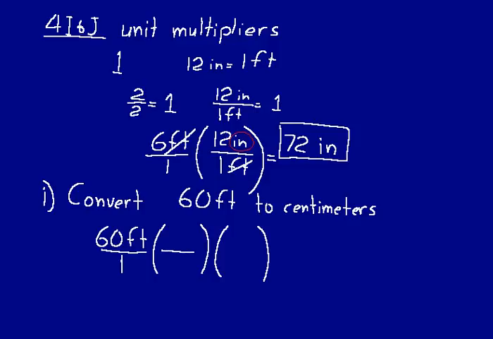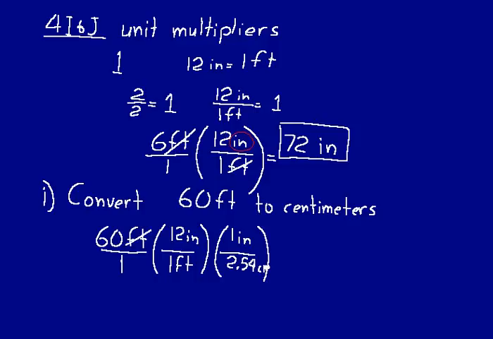12 inches over 1 foot, and then the other one is 1 inch is equal to 2.54 centimeters. And notice I put my units down on everything because the units are just as important as the number here. Now the next thing you do is cancel your units because you want to end up with centimeters, and so you say feet over feet.